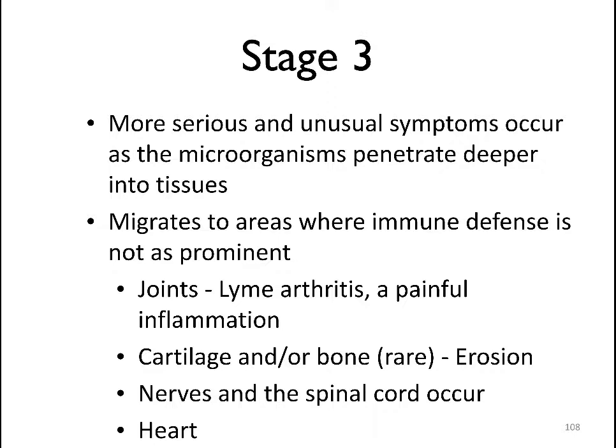And that would be the joints, and you get Lyme arthritis caused by a painful inflammation. You can have infections of the cartilage and rarely bone. You can have infections in the nerves and the spinal cord, and infection of the heart. So this can be very serious without treatment.